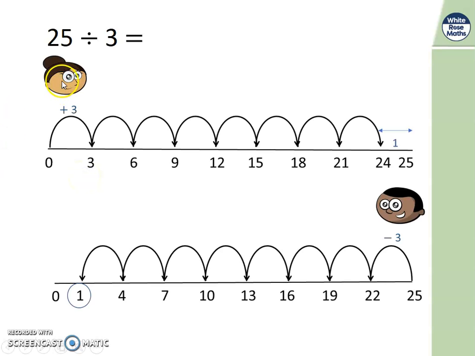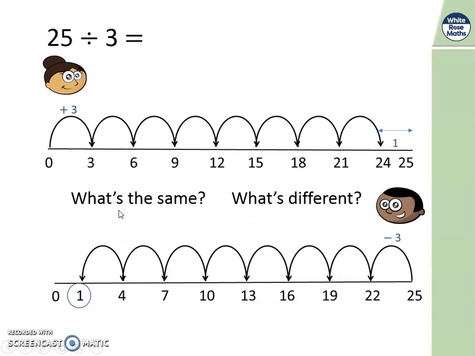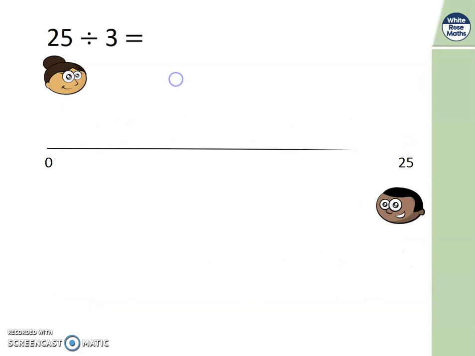So here we've got Dora and Mo. Have a look. What's the same and what is different about their methods? They've both used a number line, but they've done it in a different way. So let's have a look first at Dora's method. Dora has drawn a number line from 0 to 25 because we're dividing the 25 into groups of 3.